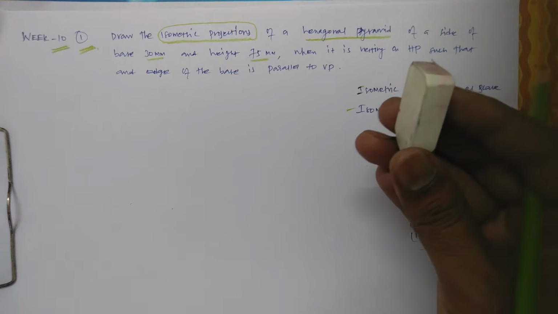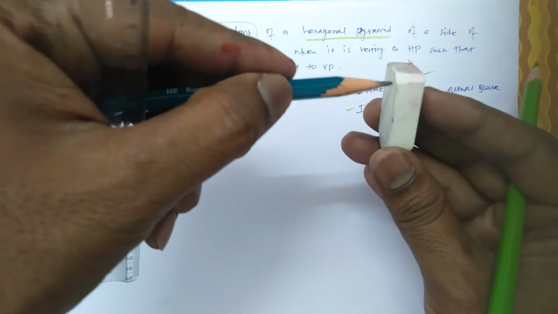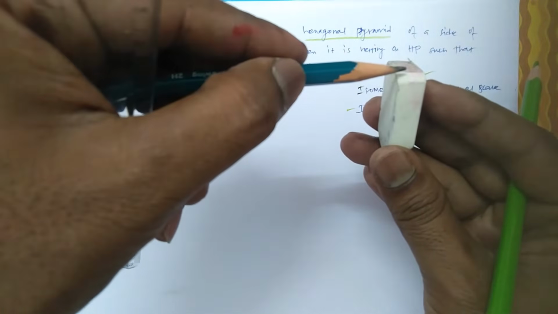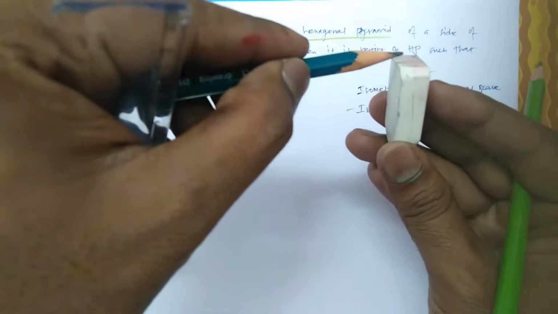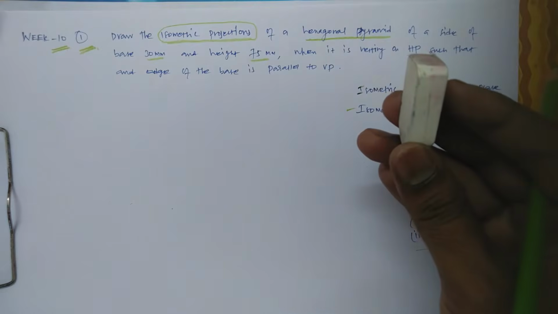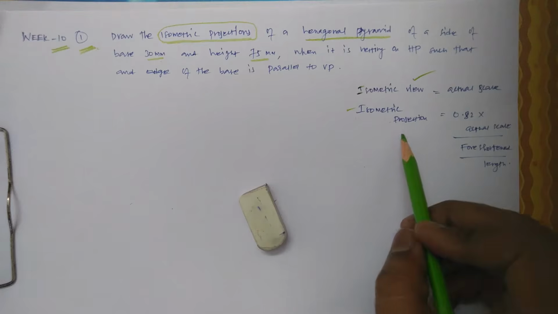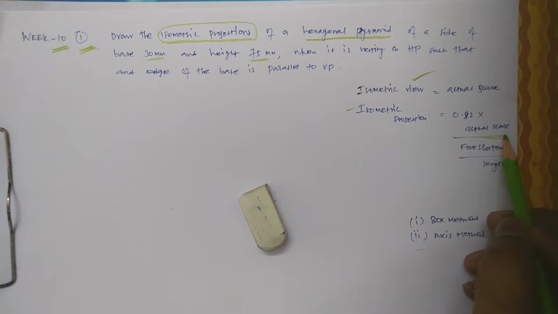What is actually happening is that this length is reduced, this length is reduced, this length is reduced, but this height is not reduced. The axis height is not reduced, while the sides and base are all reduced. That is known as the isometric length. So for isometric projection, we are supposed to consider only 82% of the actual length. It's a very important point.